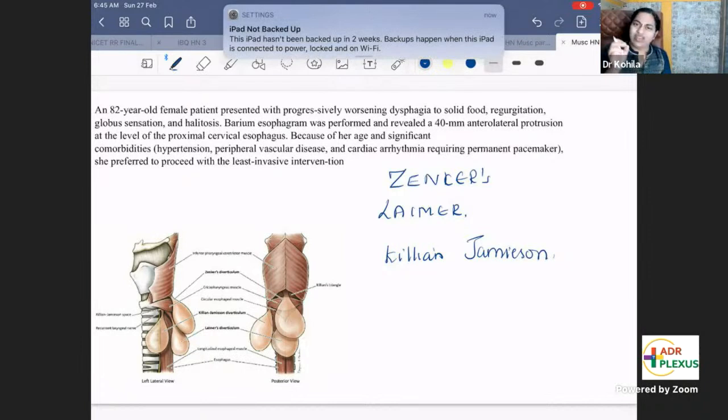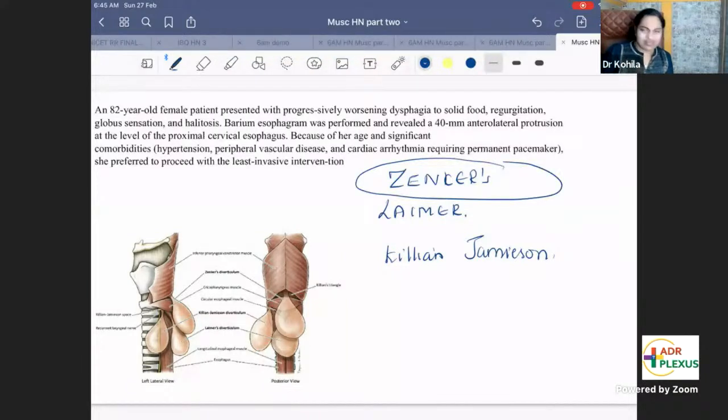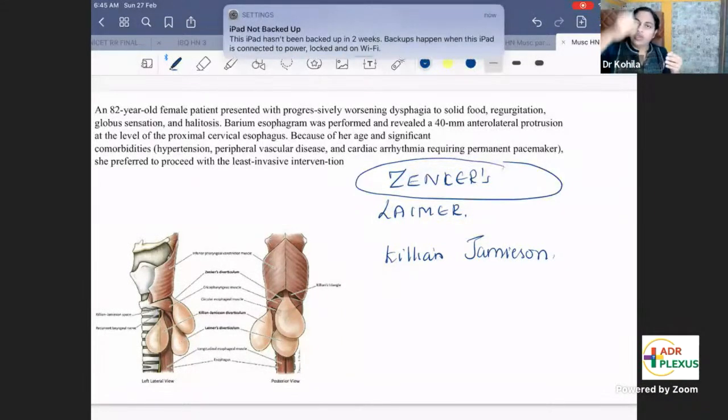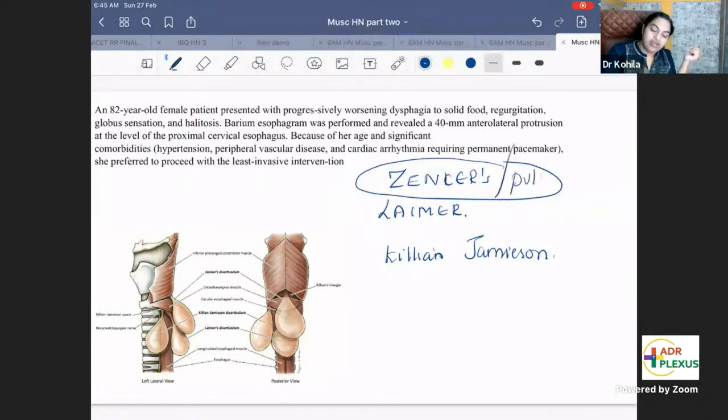Okay, so just with the position, you can tell this. Zenker's, you are very familiar with. Then how can you make a mistake here? So where is the Zenker's? These are all mucosal outpouchings through the muscular deficient areas, due to incoordination. Where is Zenker's diverticulum? It is also called the pulsion diverticulum. It's the most common type.